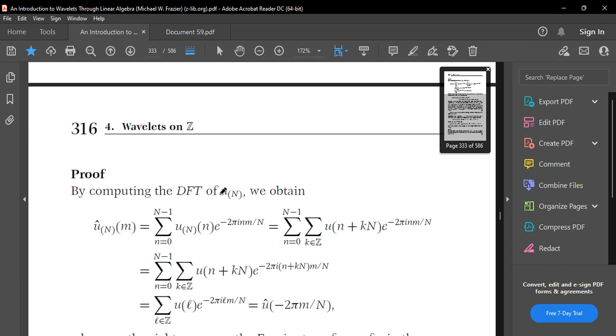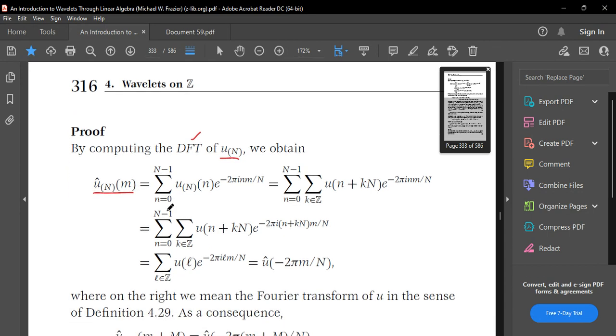Now, in the finite case u_N, we will take the DFT. What is the DFT? U cap of m will be equal to, applying the definition of the discrete Fourier transform for the finite case, the summation n from 0 to N minus 1 of u_N of n e raised to minus 2 pi i n m by N. This summation n equals 0 to N minus 1 is written here.